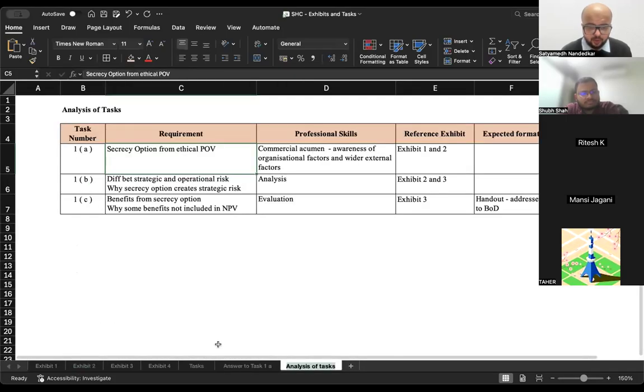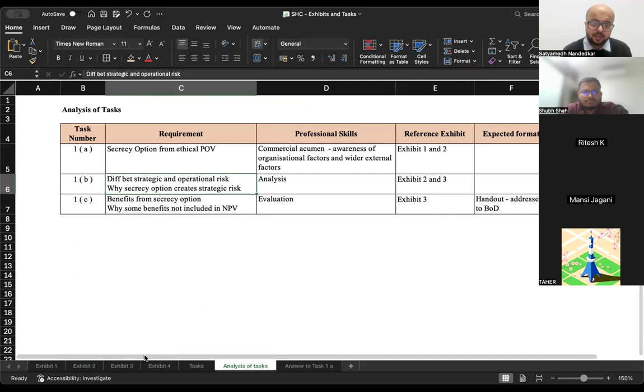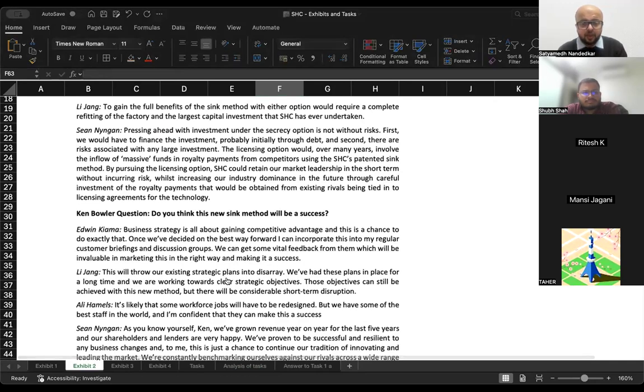The reason I prefer doing it this way is that it gives me a bird's eye view कि exactly क्या करना है. Difference between strategic and operational risk is the second task. ठीक है? And you have identified exhibit 2 and 3. Now, tell me, when they say differentiate between strategic and operational risk, do you have to just talk about strategic and operational risk generically, or should you relate it with the facts of the case?